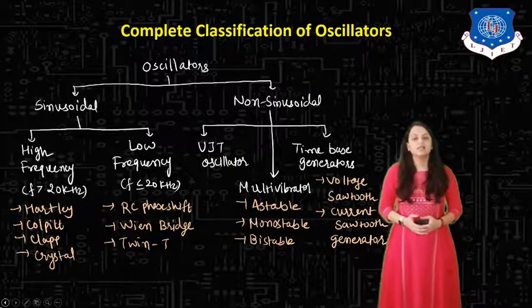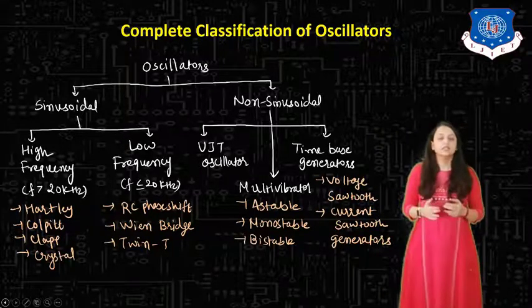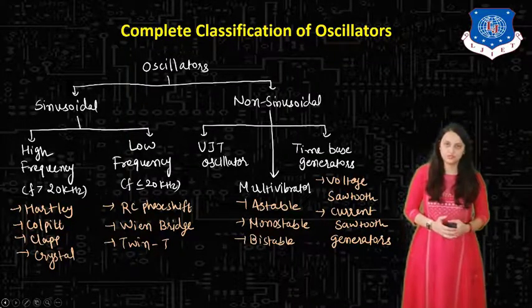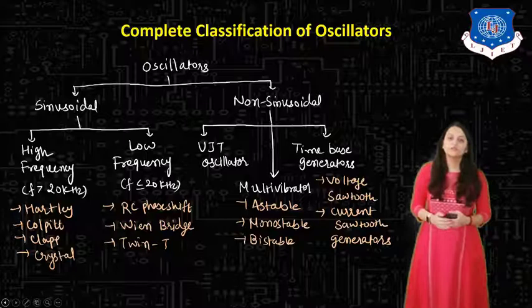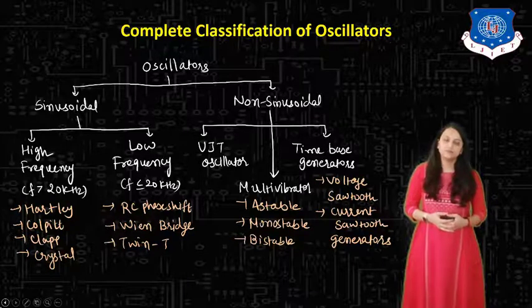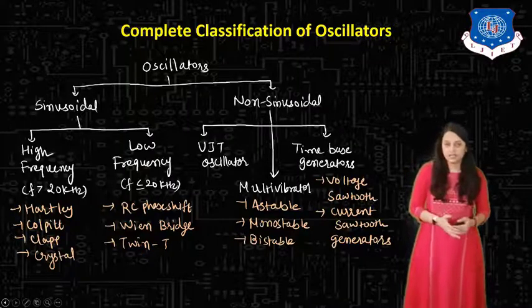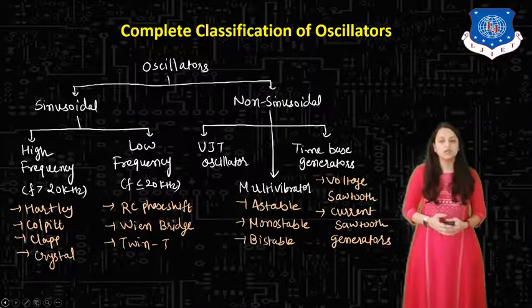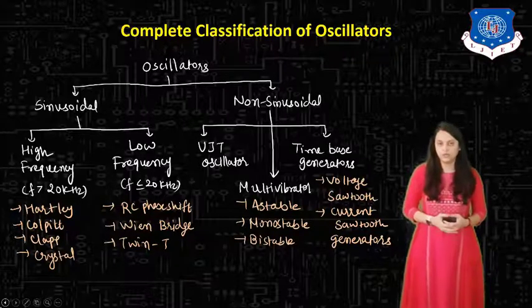Now, let us see the complete classification of oscillators. If we look at the complete classification, oscillators can be divided into two types, sinusoidal oscillators and non-sinusoidal oscillators. In sinusoidal oscillators, we can further classify into two categories. The first one is high frequency oscillators and the second one is low frequency oscillators. High frequency oscillators are those which have an output frequency range greater than 20 kHz. And low frequency oscillators are those which have frequency ranges less than or equal to 20 kHz.